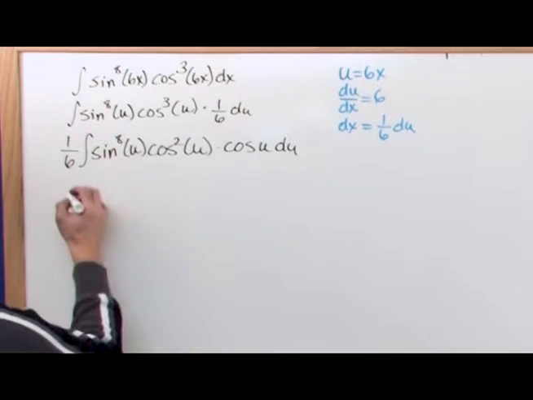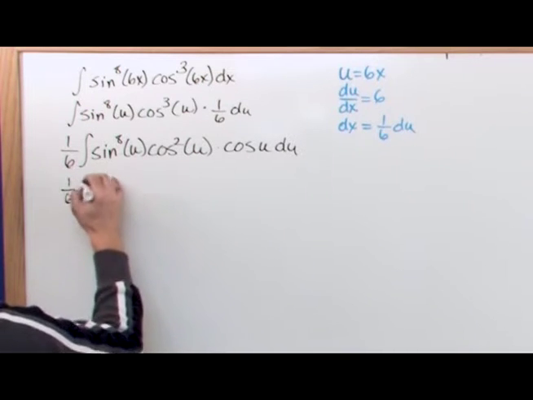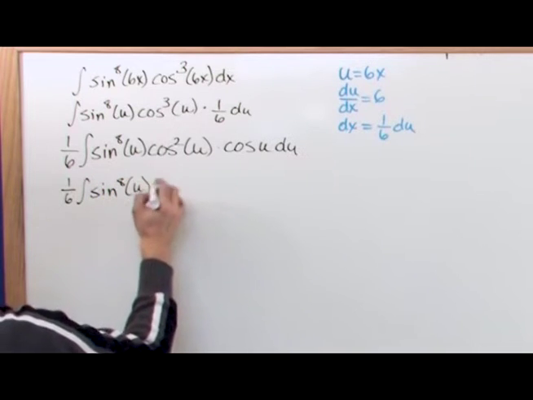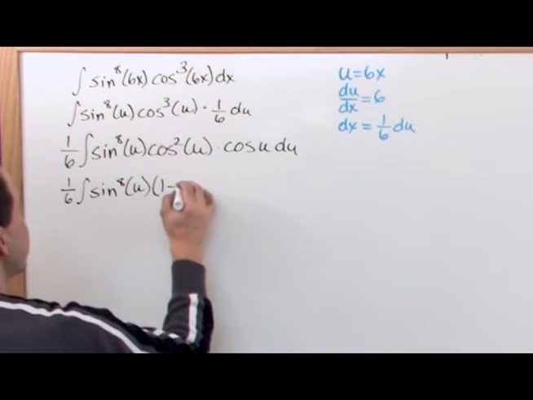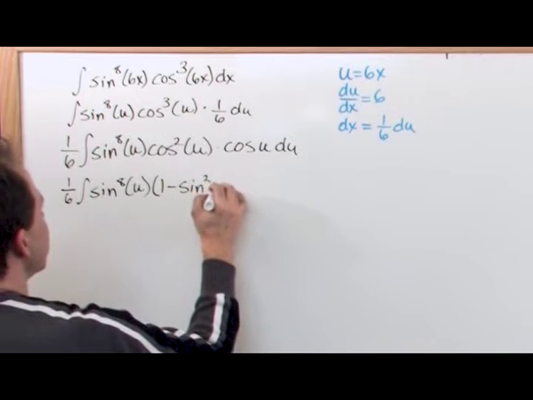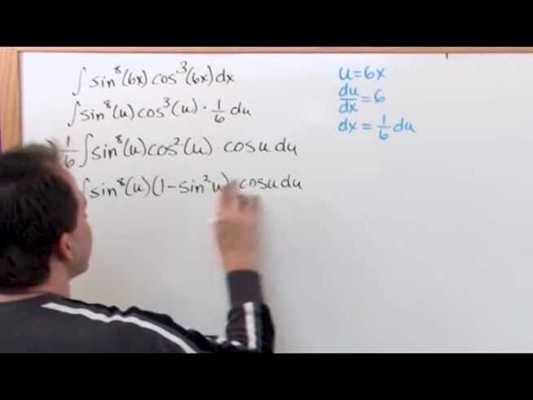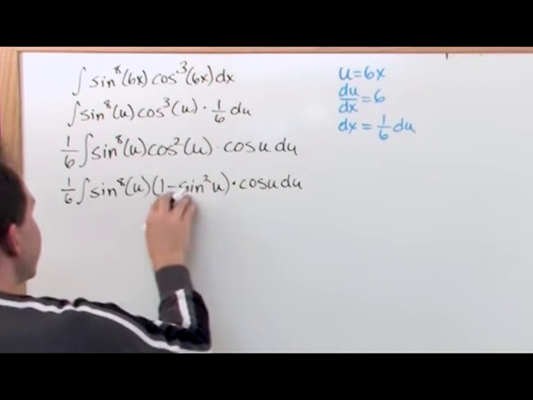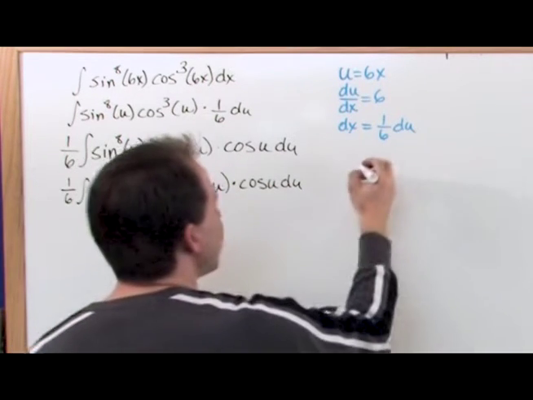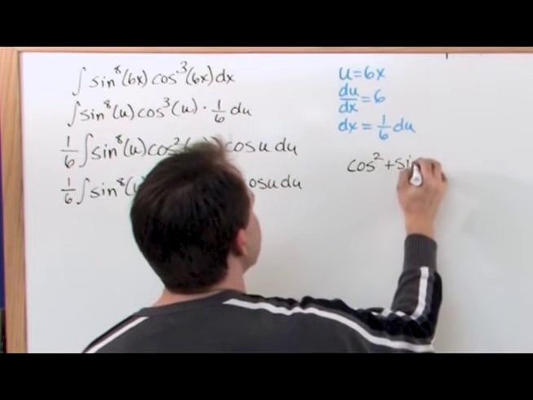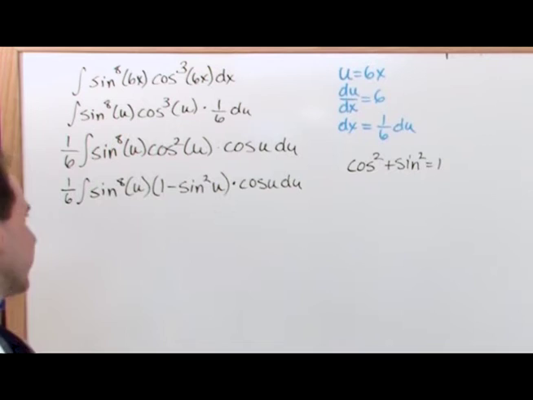And the reason I did that is, just like in the last problem, I'm going to use my little identity. I'm going to rewrite cosine squared as 1 minus sine squared of u, times cosine of u du. This is the only thing I did, is rewrite this cosine. And that comes from the identity you should know: cosine squared plus sine squared is equal to 1. That's sort of a universal thing.